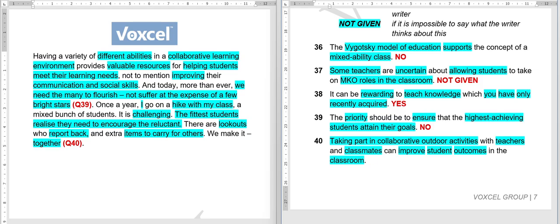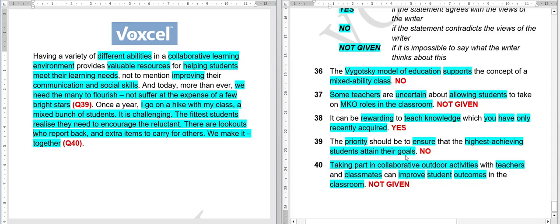Okay, time's up and the answer is not given. I hope everybody was able to identify why it is not given. Yes, they are taking part in a collaborative activity. Let me mark this again. They are taking part in a collaborative activity, that is hiking, with their teachers and classmates, but whether this activity is improving their scores in the classroom or not, we don't know. So that's why the answer is not given. I hope it is clear.